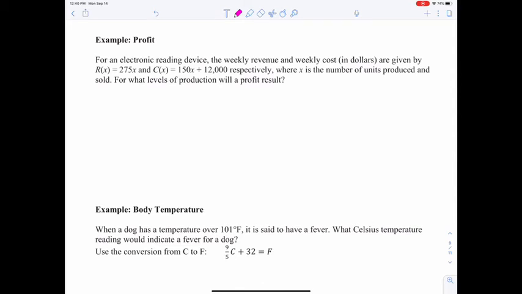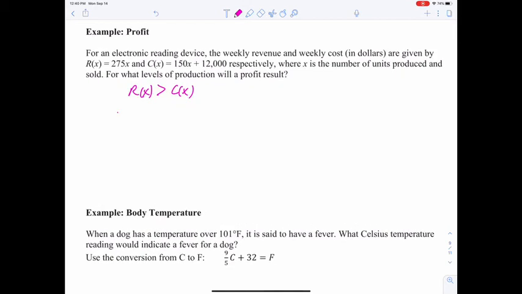Again, I think we talked about this before, but a profit is when you take in more than you put out, right? So in this case, we want the revenue to be bigger than the cost. We just plug in, so revenue is 275x greater than 150x plus 12,000. That's the cost. And again, we just use algebra to solve.